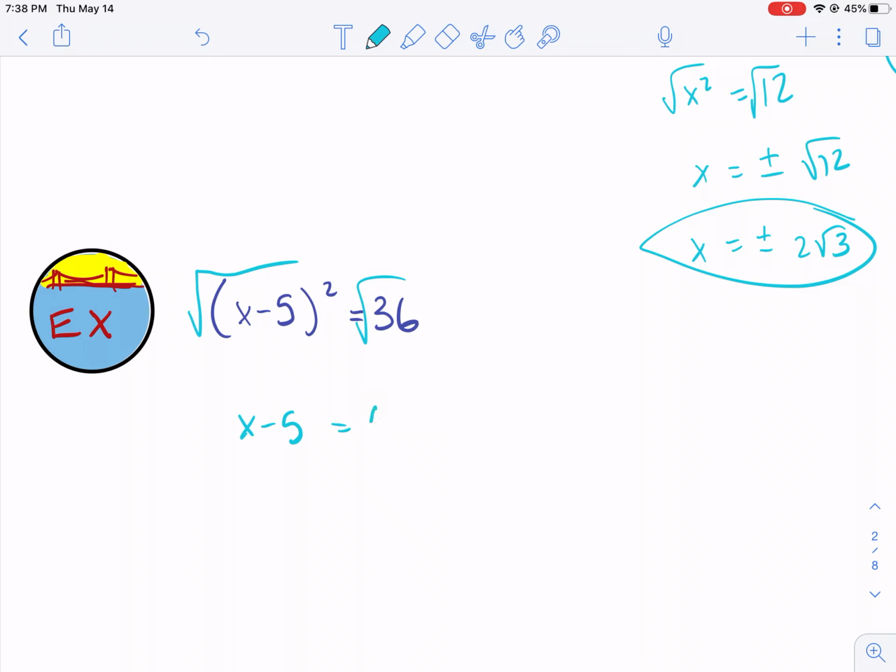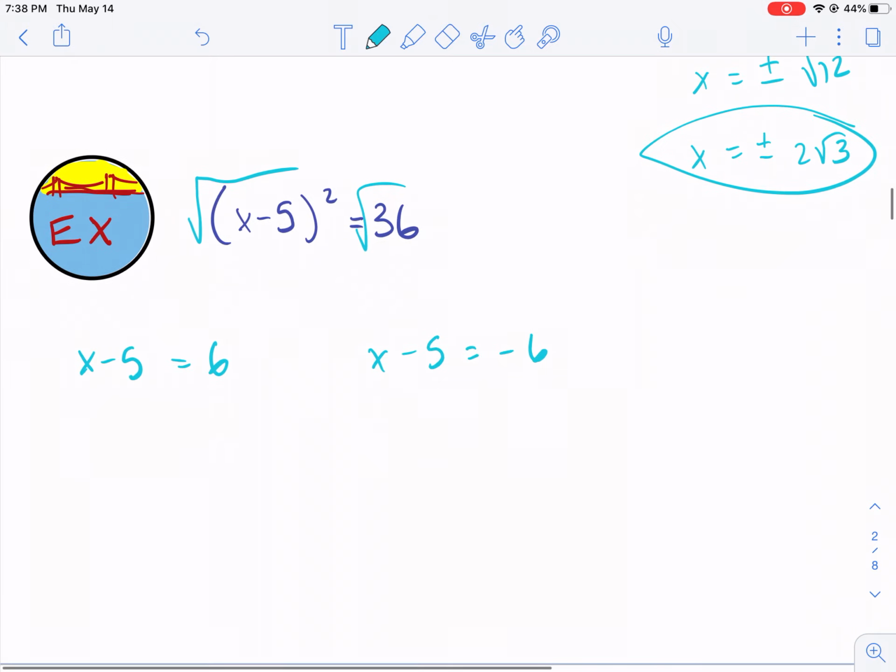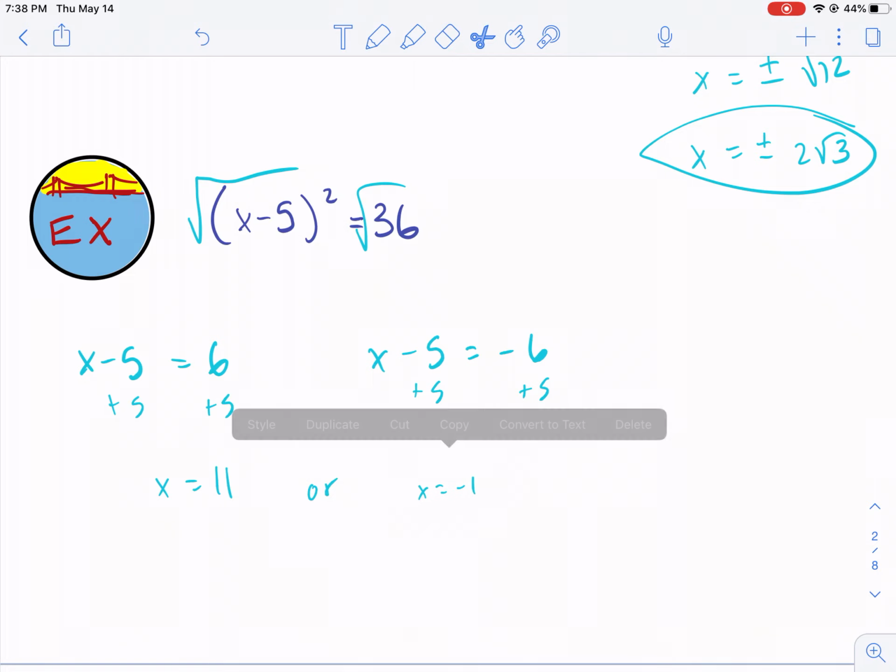All right, so now we have two things. One is x minus 5 equals 6. And then we have x minus 5 equals negative 6. So we're going to have two answers again. We're going to add 5 here, add 5 here. We get x equals 11, or add 5 here, add 5 here, x equals -1.